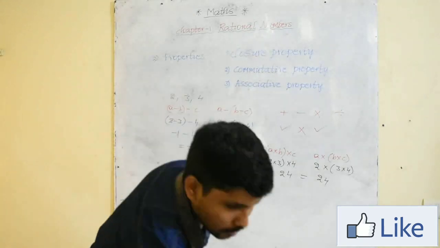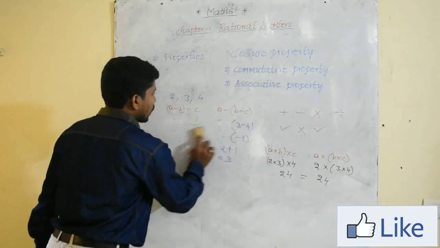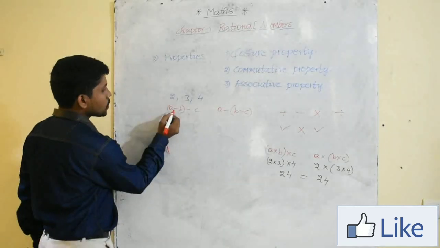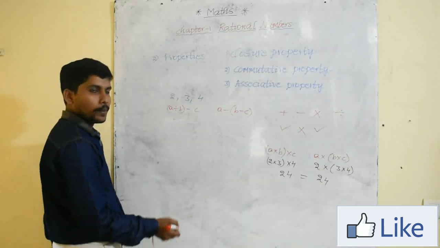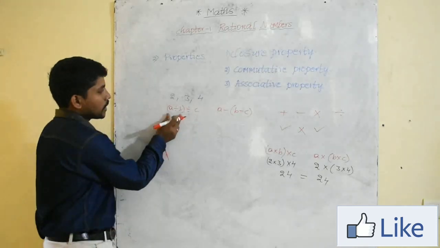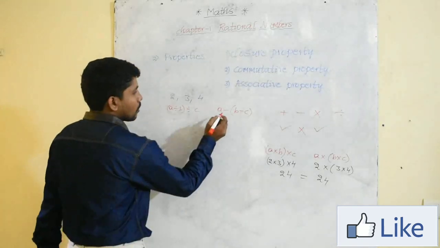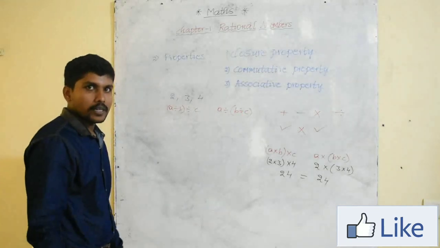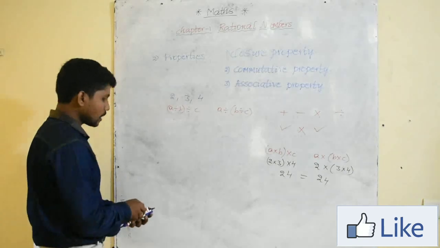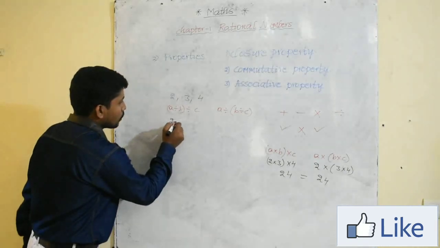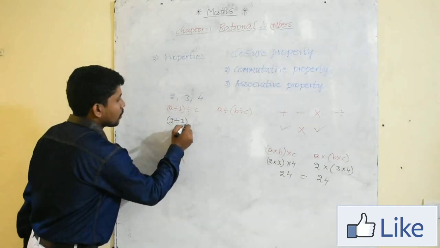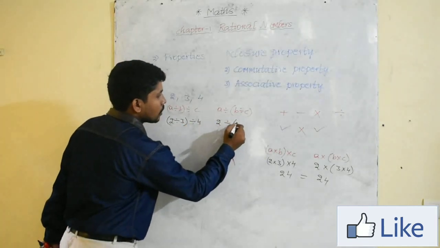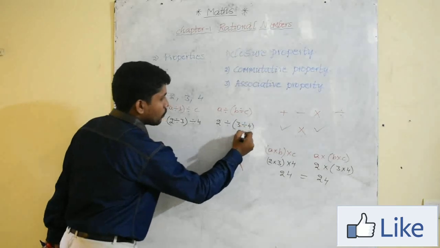Similarly for division, clearly observe: A is divided by B, and the obtained result is divided by C, or A is divided by the result of B divided by C. For the same numbers, if I take here (2 divided by 3) divided by 4, or 2 divided by (3 divided by 4).